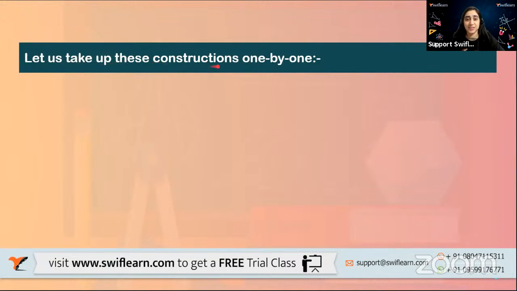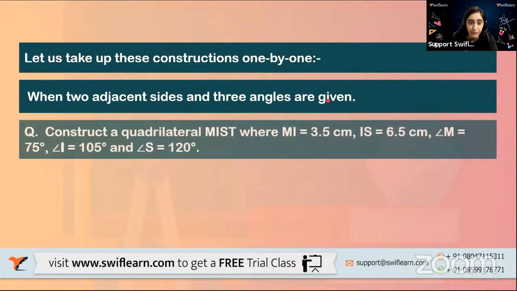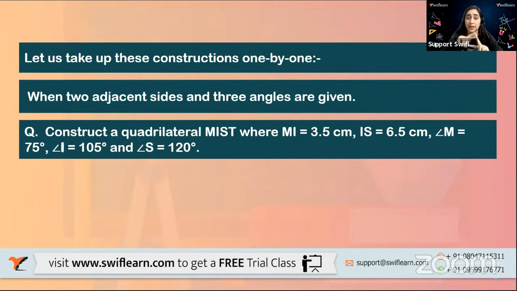All right, so let's take these constructions one by one. The first one we'll take is when two adjacent sides and three angles are given. The question says, construct a quadrilateral MIST, where MI is 3.5 centimeters, IS is 6.5 centimeters, angle M is 75 degrees, angle I is 105 degrees, and angle S is 120 degrees. So in this case, I know two sides, MI and IS, and I know angle M, angle I, and angle S. So how do we proceed?